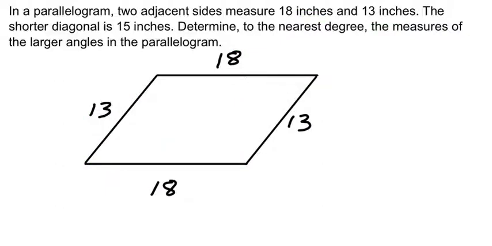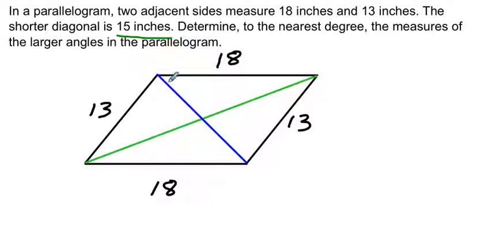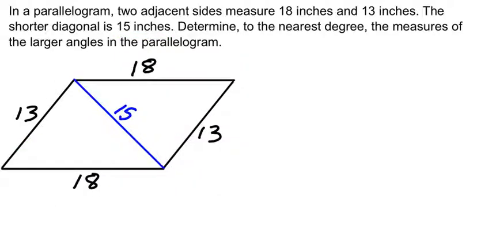Now there's another thing in here that says that there's a diagonal. So the diagonal is the line that connects the angles across from each other. So we have a longer one and a short one. So the long one is the green line, and the short diagonal is the blue one. And in this question, it says the shorter diagonal is 15 inches. So that gives us the blue line is 15 inches. We do not know what the green line is, and we don't need to know what it is. So all we're actually looking at is this right here.